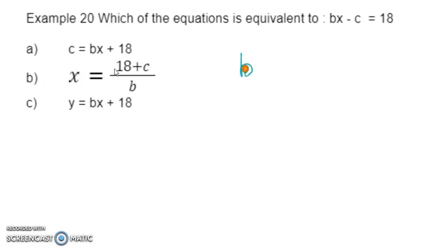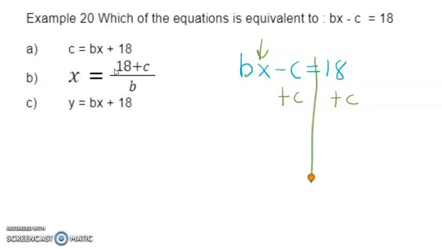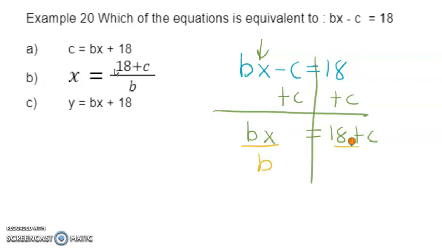So we have bx minus c equals 18. So if x is the variable I'm trying to solve for, I need to go ahead and get everything away from the x. So I'm going to add c to both sides, and then I'll get bx is equal to 18 plus c. Now, since b is being multiplied to my x, I'm just going to divide both sides by b. And then my b's will cancel, and I'll be left with x is equal to 18 plus c over b. Now, yes, that does look like letter B, so B is my answer.